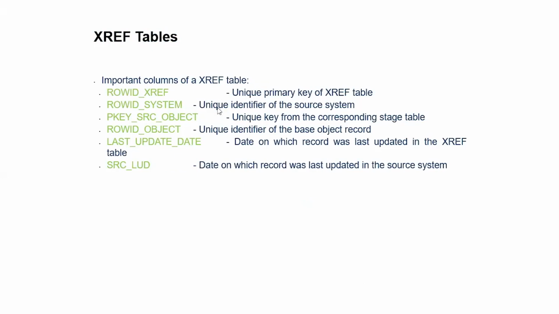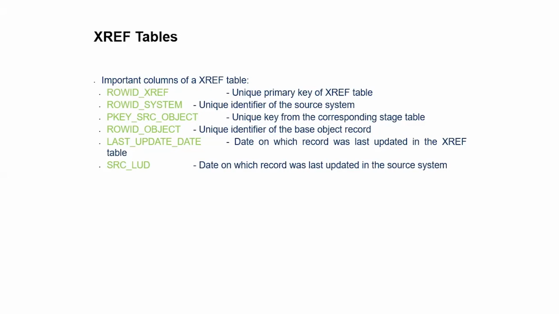In the cross-reference table, we have a few important columns: row ID XREF, row ID system, PK source object, row ID object, last updated, and source LUD. Row ID XREF is the unique value for that cross-reference table, whereas row ID object is the unique value for the base object table. Row ID system, as I said, identifies the source system, since the cross-reference table holds the source system records. Suppose a base object gets data from 3 source systems, the cross-reference table holds the records from those 3 source systems. This column value holds from which source system the record was inserted.